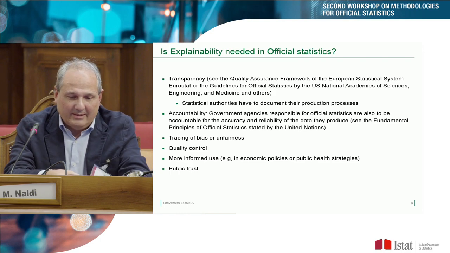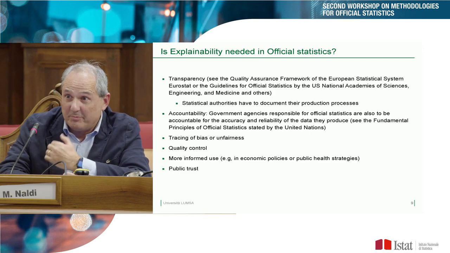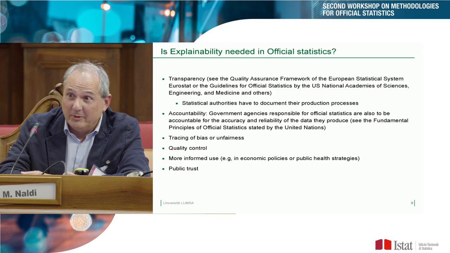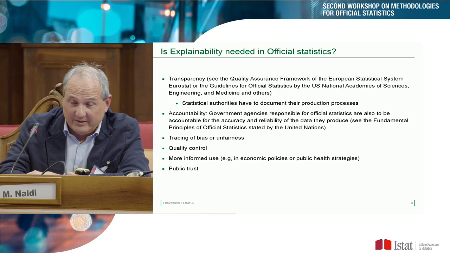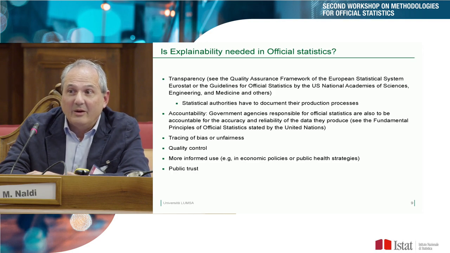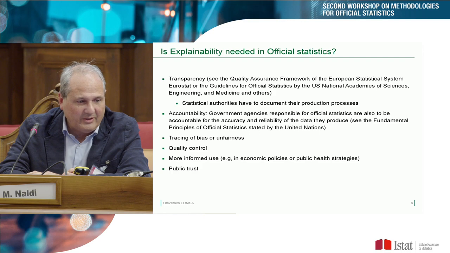Okay, so is that feature needed? And this may look like a rhetorical question. The answer is probably yes. And we need explainability for transparency needs. And that's something that is written in the books. For example, in the quality assurance framework of the ESS by Eurostat, we need explainability for accountability, for tracing the reason why some decisions are taken. We need explainability to be able to trace when some bias or unfairness is introduced in the process. We may get a wrong result or a biased result, and we must understand why we got the result. We need it for quality control. We need to get the public trust and to get more informed use of those statistics.